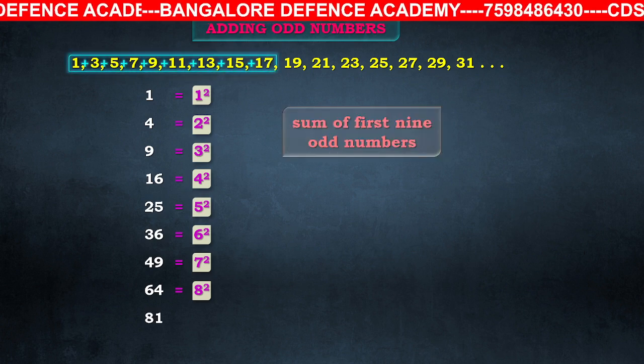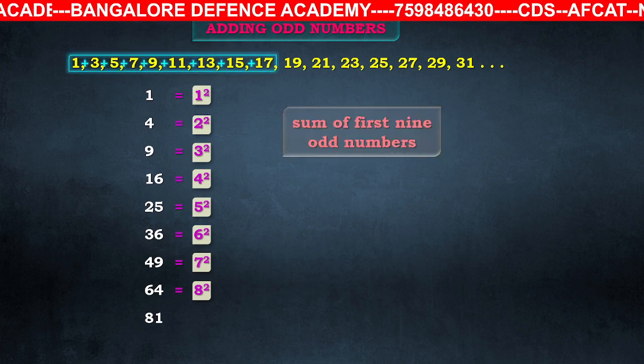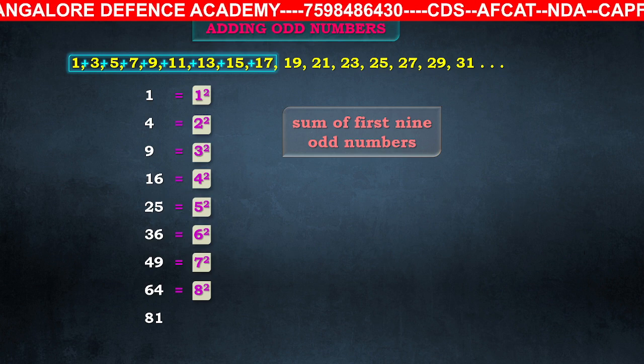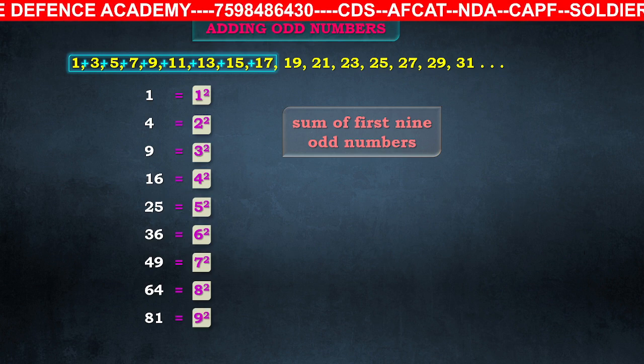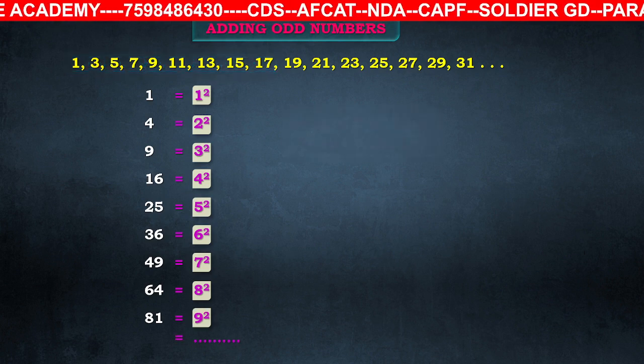Okay, we'll do questions based on that. Now just look at this now. If I add the odd numbers from 1 to 17, I get 9 square, that is 81. And if I take 19 also, I get 10 square, that is 100.